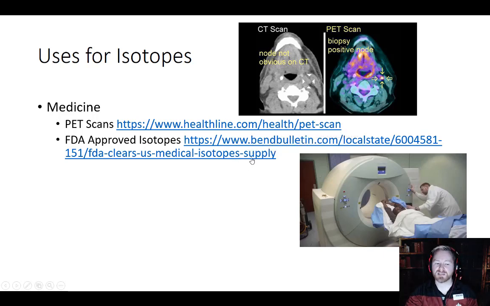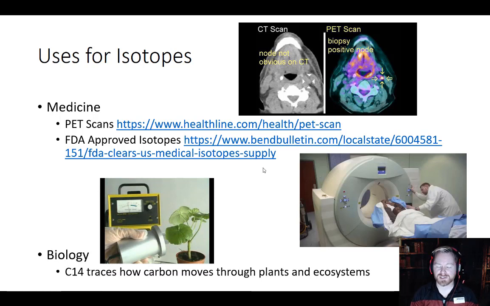And just recently, the FDA has actually approved isotopes to be made here in the US that we can actually use in PET scans. Normally we get these from other places, but nowadays we can actually make it right here at home. So how do we use it in biology?